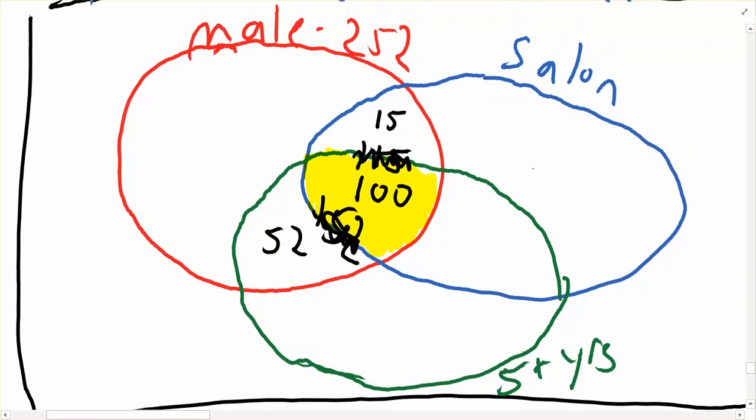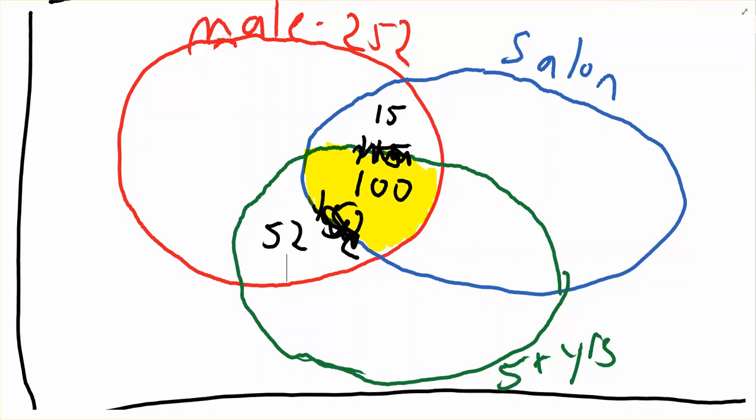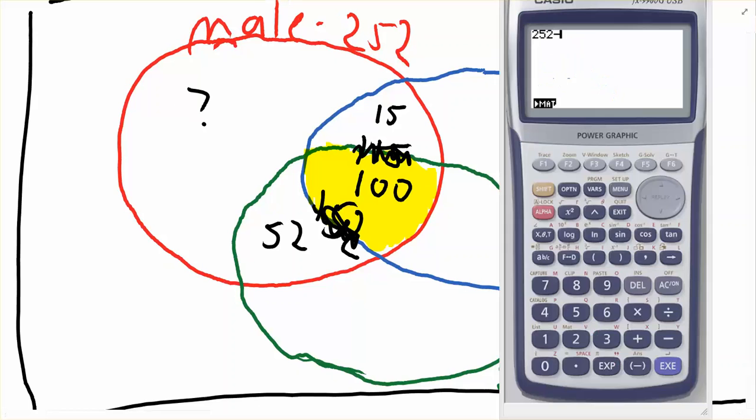What next? This is like a jigsaw puzzle, isn't it? I know there's 252 males, so I can now work out the number of hairdressers that are males who don't own their own salon and who've not been working 5+ years. So that's this bit in here. Because I can go 252 minus 15 minus 100 minus 52. And that leaves me with 85.